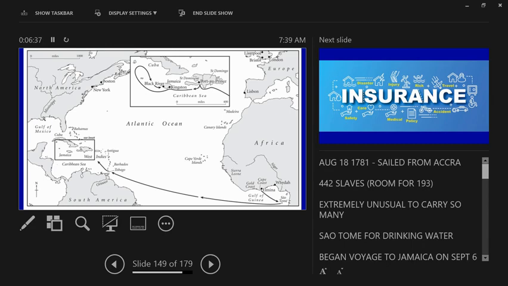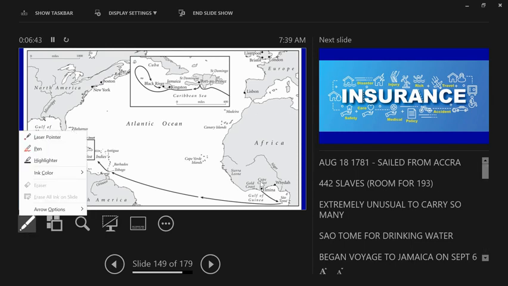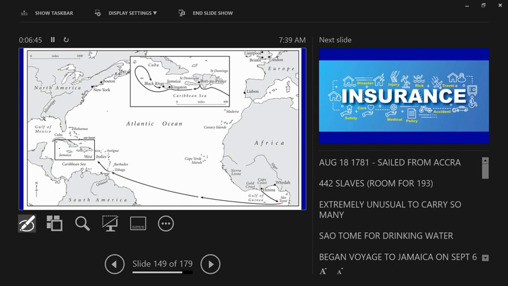I want you to notice this map up here at the top. The Zong took this route right here, and it was to go to Jamaica, but they sailed past Jamaica and had to come back.